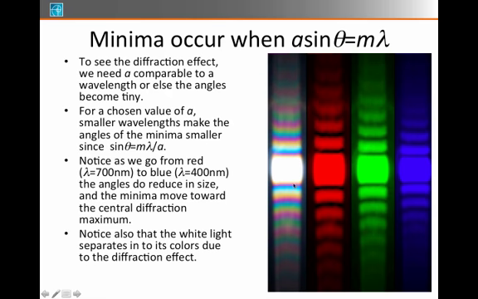Notice also what happens to the white light. If you send white light into a slit, and it's a small slit, then it starts separating into its colors because of the effect of diffraction. The red is being spread out more than is the blue.